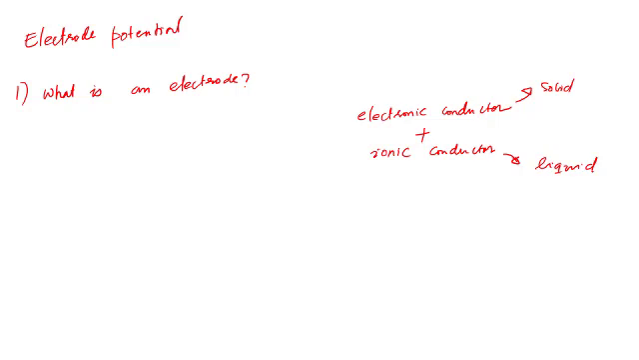So the electrode doesn't work in isolation. That is, this solid is not working in isolation, and the term electrode is often used to refer to both the electronic conductor and the ionic electrolyte together. So now let's understand the difference between different types of electrodes. We have polarizable and non-polarizable electrodes.